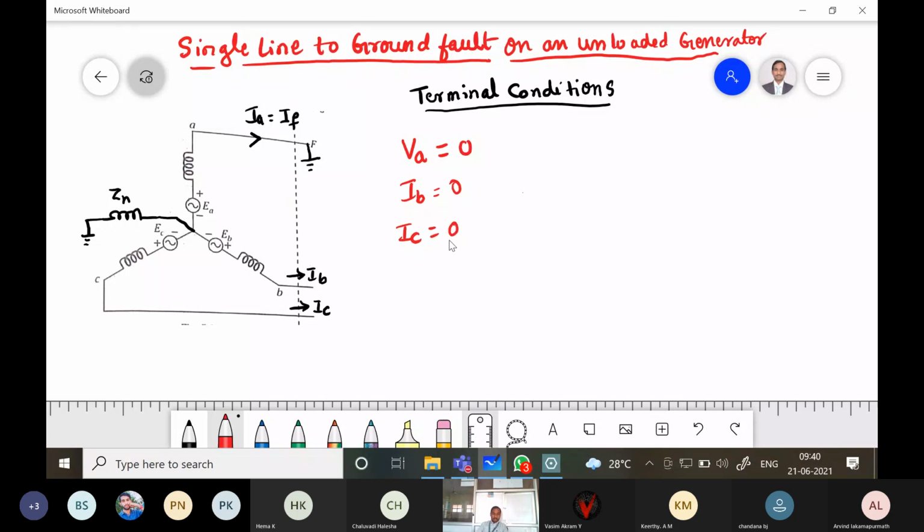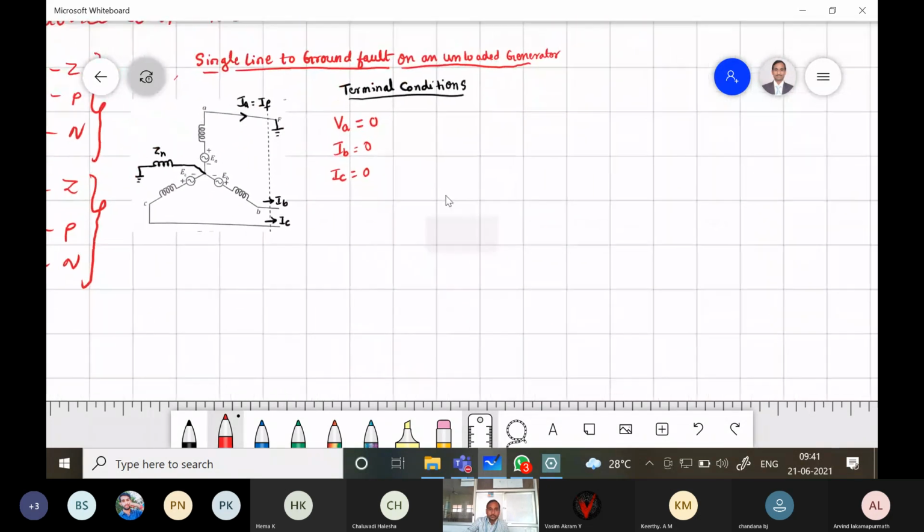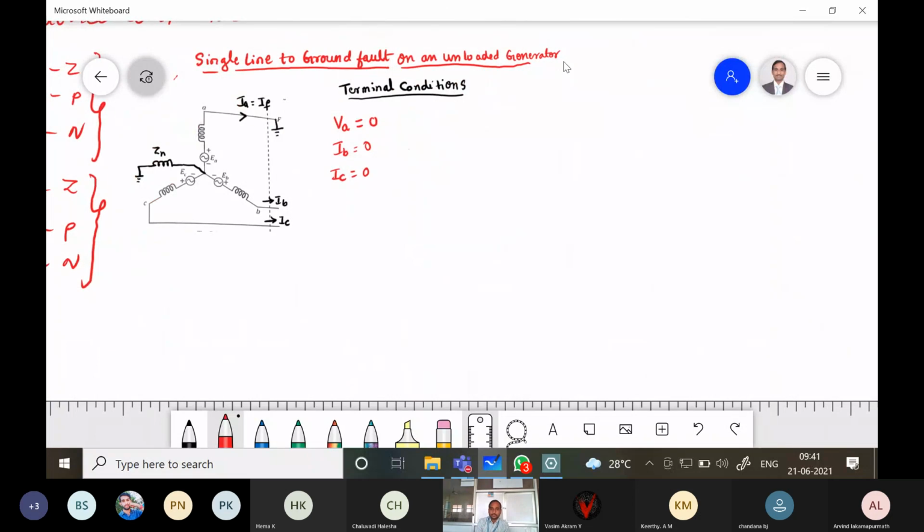These are the three terminal conditions. The line currents and the phase voltage are to be transformed into conditions in terms of symmetrical components. So we need to write them in terms of symmetrical component relations. Now, symmetrical components.